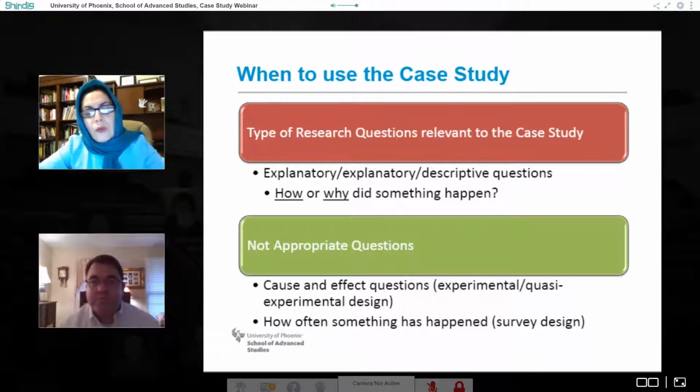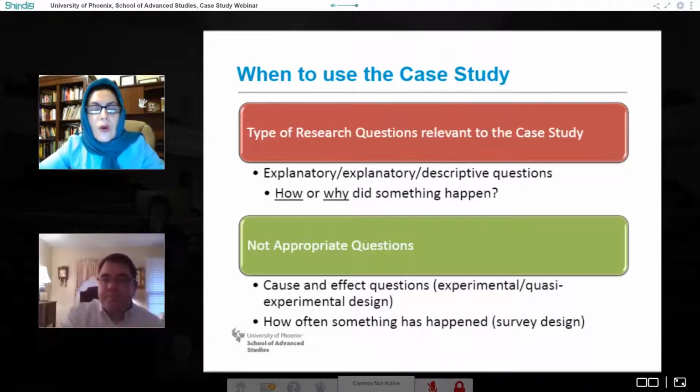It wouldn't be appropriate for questions that are going after clear-cut cause and effect, where we just want to see what was the effect of X on Y. Those are good for experimental or quasi-experimental design. Or if you are going after how often something happened, simply frequency, then you may go with survey design, not case study.